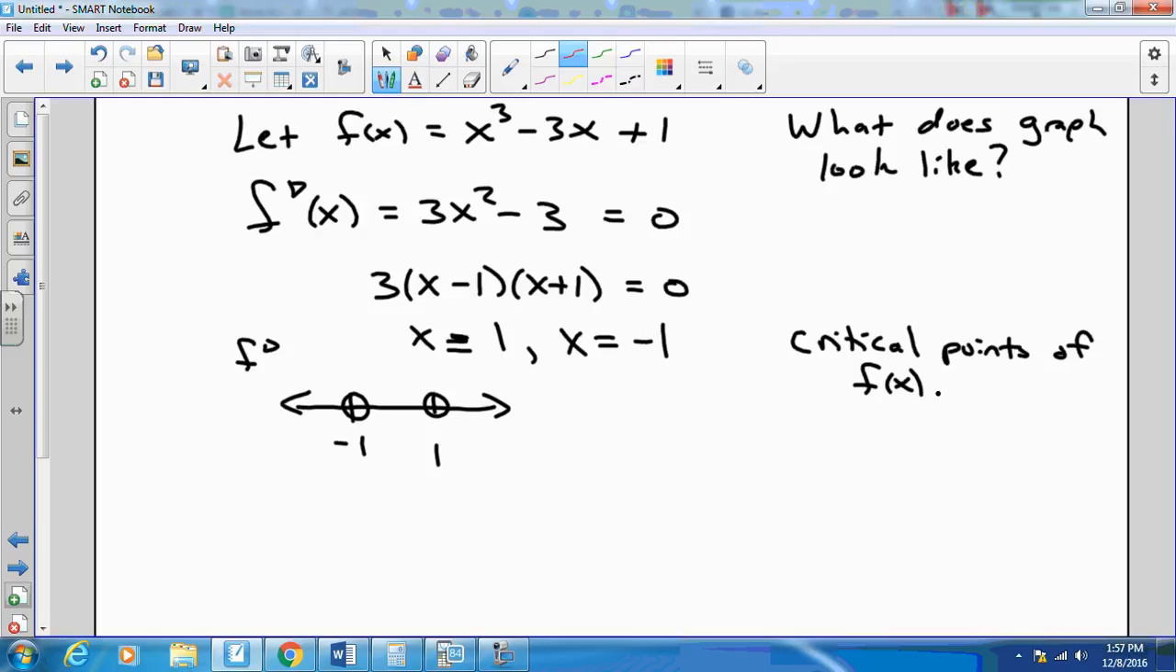Positive. Okay, good. I probably would have chosen negative 2. Negative 1.0001, perfectly fine. Okay. Clara, choose for me a number in this interval. 0. Plug it into your choice of f prime. Negative 3, yep. And therefore, because that is negative, the entire region must be negative.